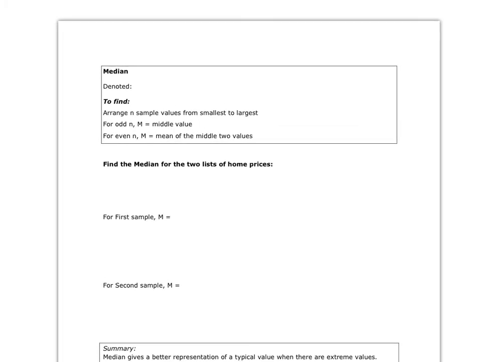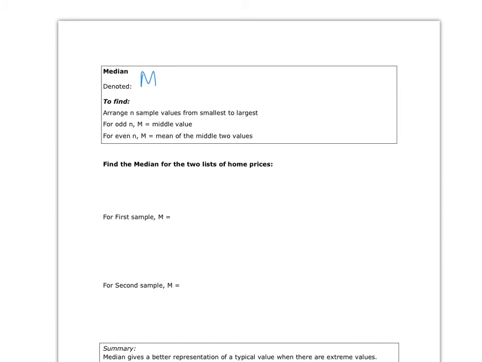Okay, so a little bit of review here. The median we denote with an uppercase M, and to find it, we arrange the sample values from smallest to largest. If we've got an odd sample size, we just take the middle value, and if it's even, we take the mean of the two middle values.